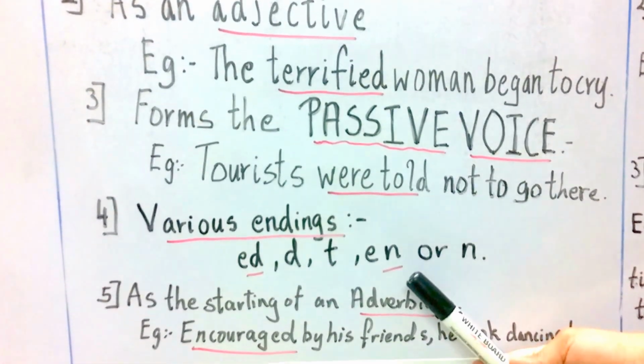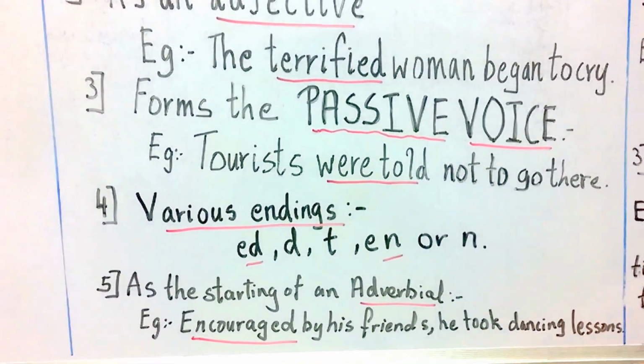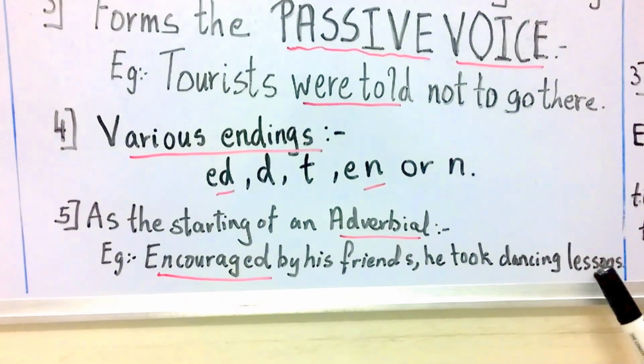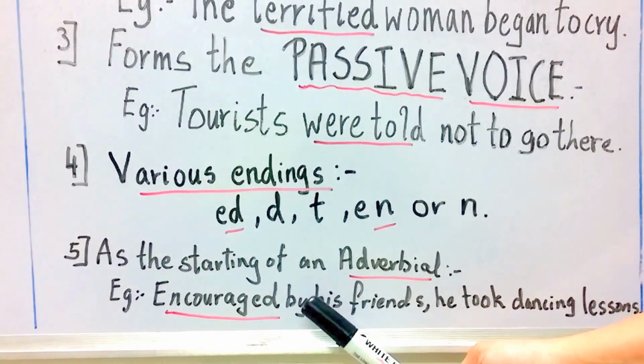Now we also use past participle as the starting of an adverbial, such as encouraged by his friends, he took dancing classes. So here we use ed, that is the past participle.